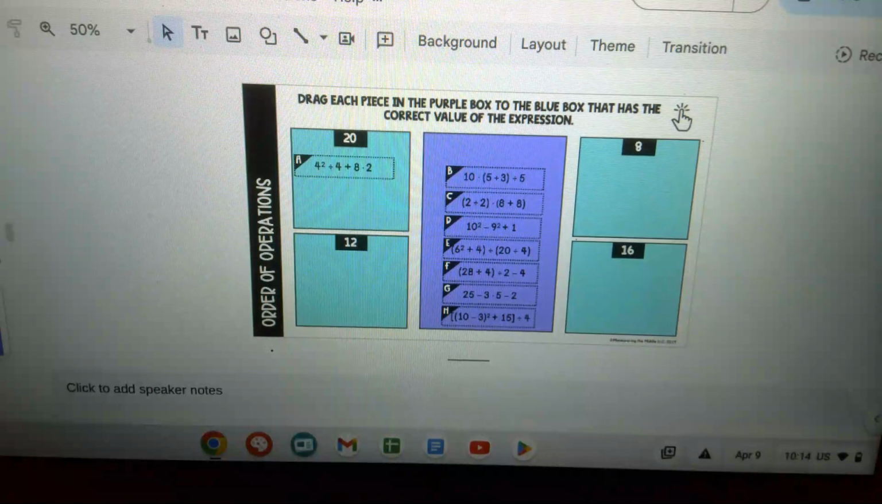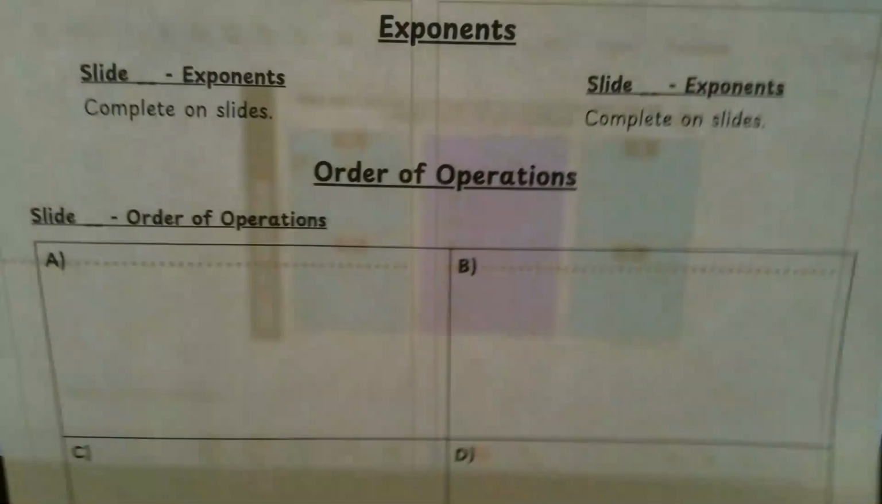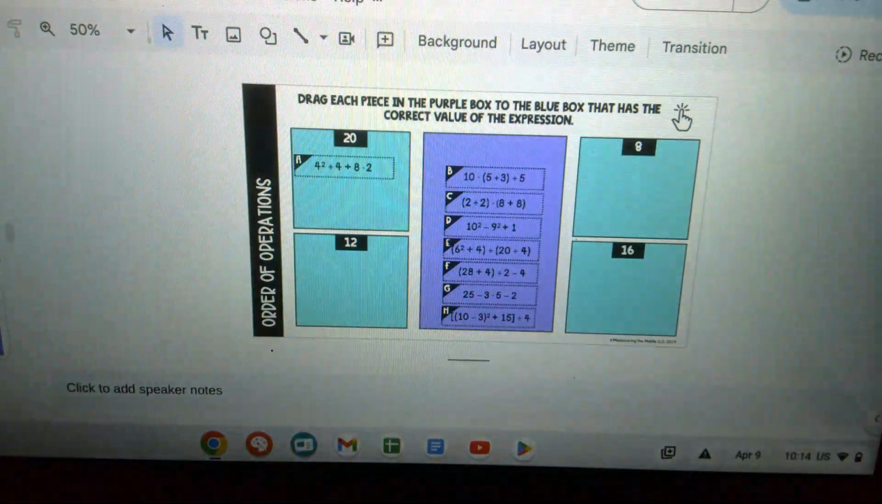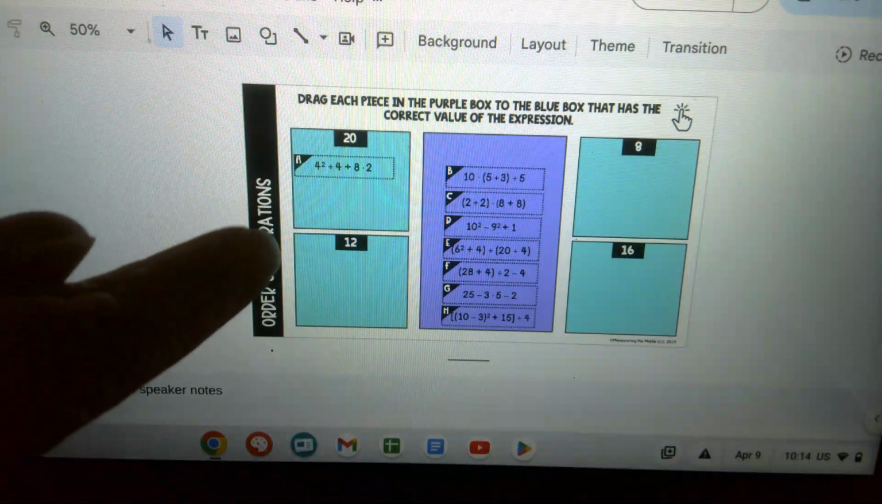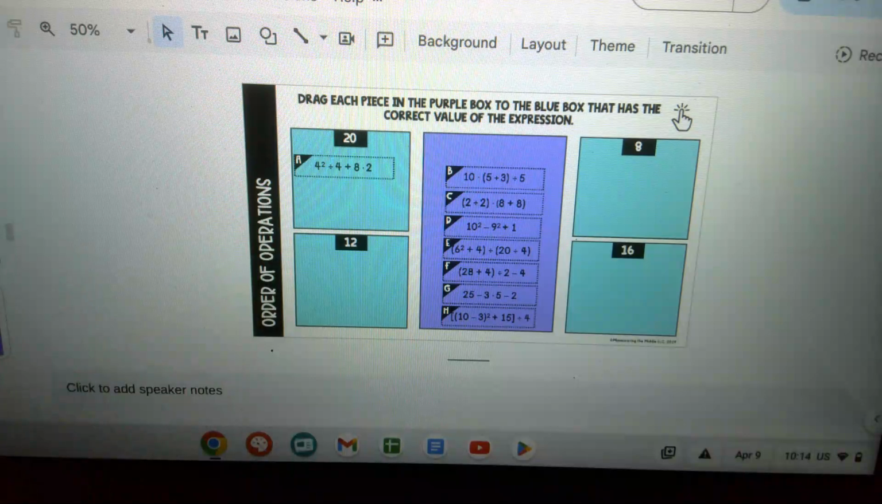This is where everyone's going to do this paper. So go to this slide here, everyone, and everyone needs their paper out. Now this is from A to H. You have to do each problem on here. Now if you use this paper here for some of your problems, there's space on the back for you to do more work, okay? So we have to figure out the answers are either going to be 20, 12, 8, or 16. And you click and drag it.